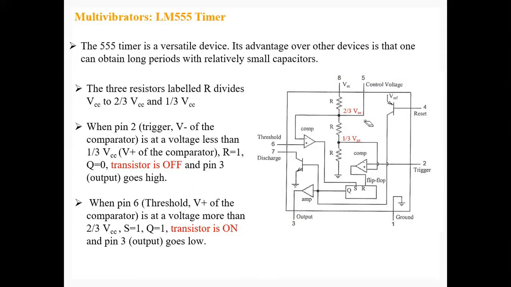Here we have the threshold pin, which is 6. We have the trigger pin, which is 2. We have the discharge, which is 7. We need output, obviously. Then we need pin 8. So what is this 8? 8 is VCC, meaning you have the supply voltage here, right?